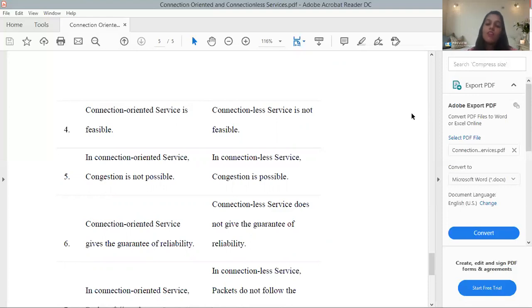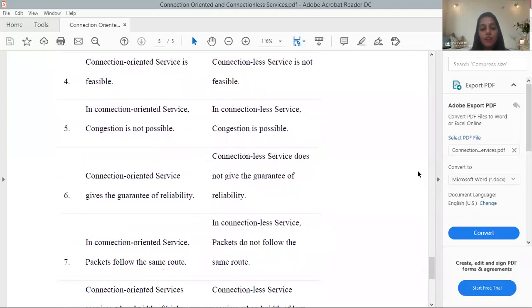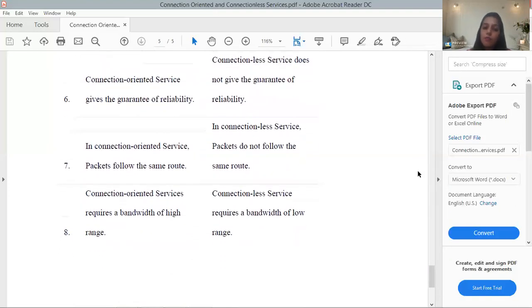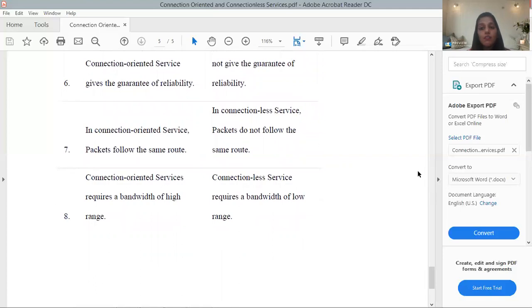Congestion is what? If there is some capacity which is already pre-decided by the sender and the receiver, and this capacity is exceeded, then a congestion problem arises, right? So of course, congestion is possible. Congestion control is possible in connection-oriented, not in connectionless services. And connection-oriented services give reliability, but connectionless services give no guarantee. Packets follow the same route in one, and in the other packets don't follow the same route. They travel on different routes.